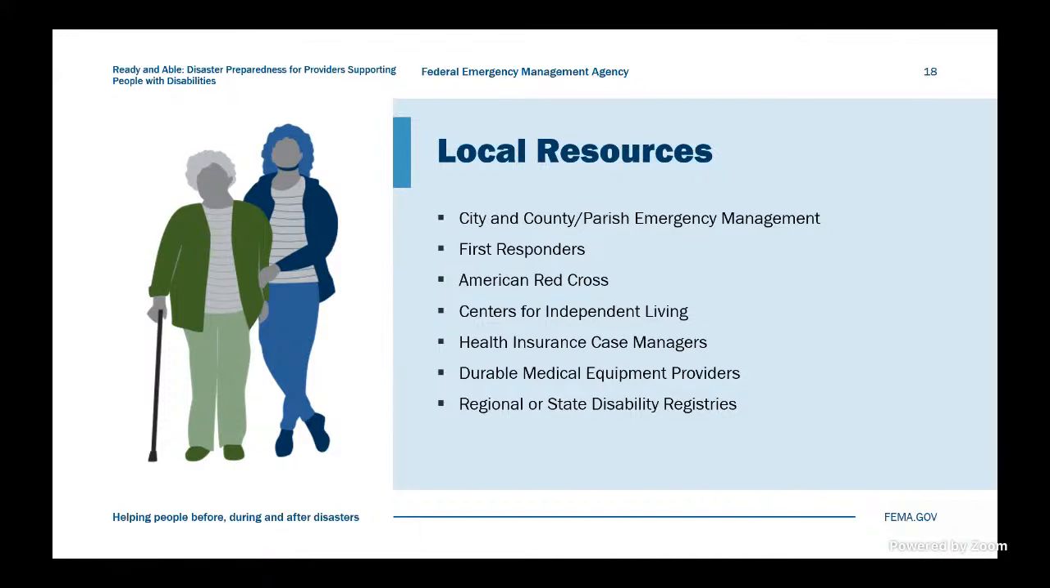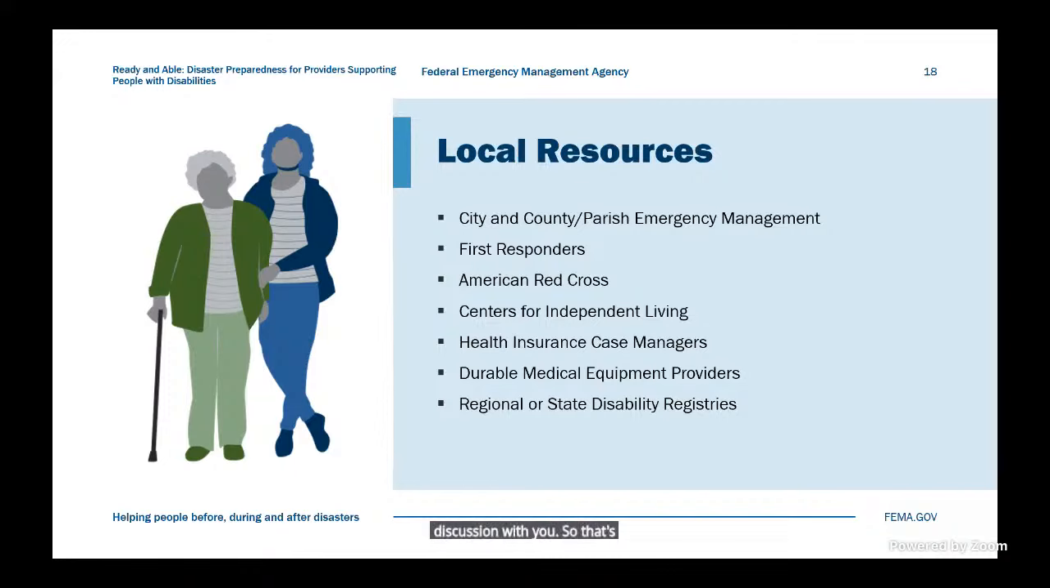Or if you're concerned about accessible shelters, then that's something you could discuss. Most of the time, the cities already have the shelters pre-identified that they would use in a disaster. So they would be able to tell you what those are and have that discussion with you. So that's really going to be your best resource, I think, for a local resource.